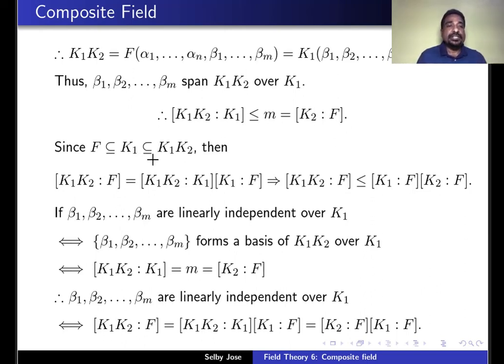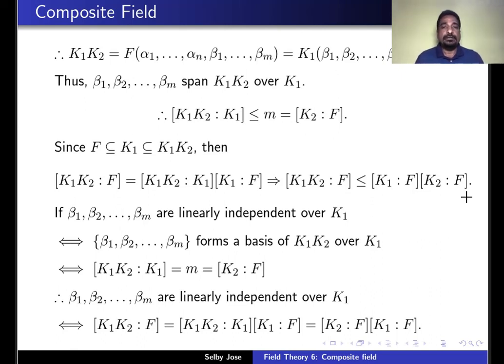We know that K1 is a subfield of K1K2 which contains the field F. Therefore, by the degree of the tower of extensions, the degree of K1K2 over F is equal to the degree of K1K2 over K1 times the degree of K1 over F. But the degree of K1K2 over K1 is less than or equal to the degree of K2 over F. Therefore, the degree of K1K2 over F is less than or equal to the degree of K1 over F times the degree of K2 over F. This proves the first part.